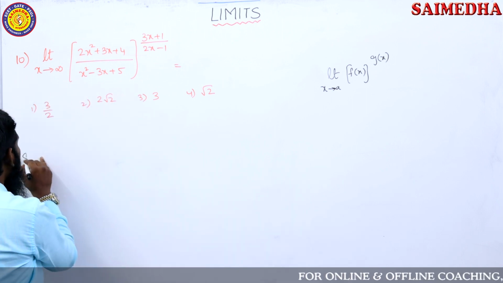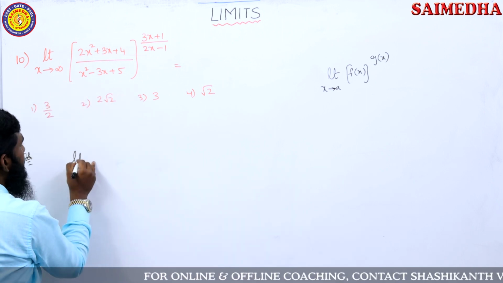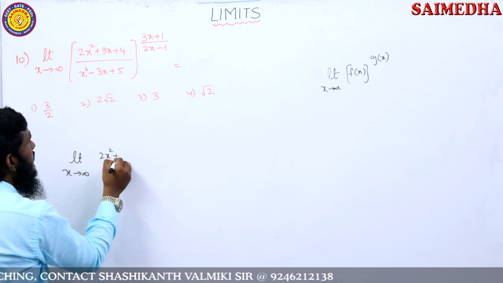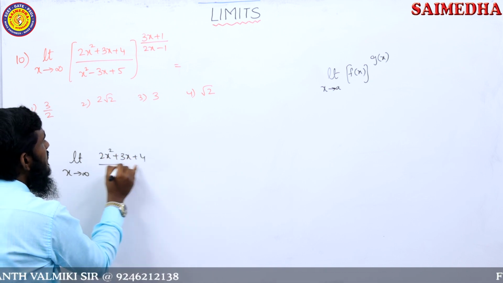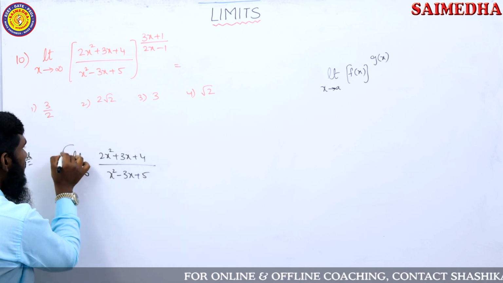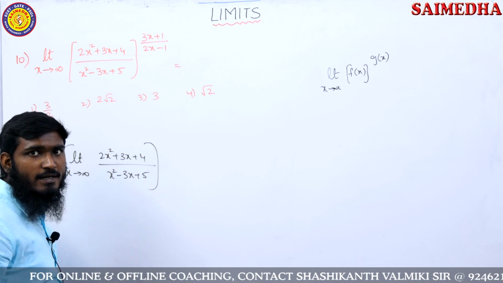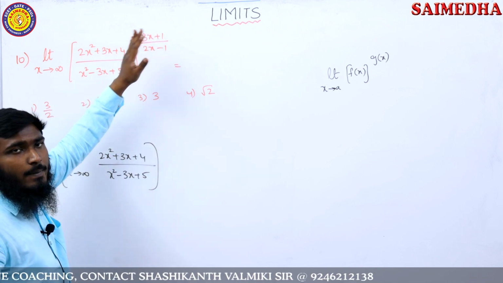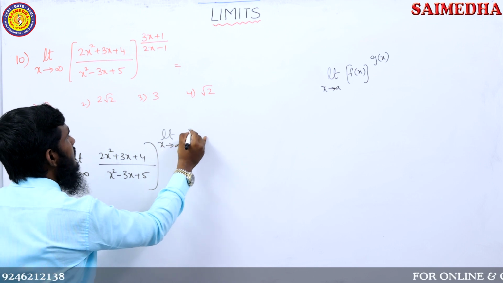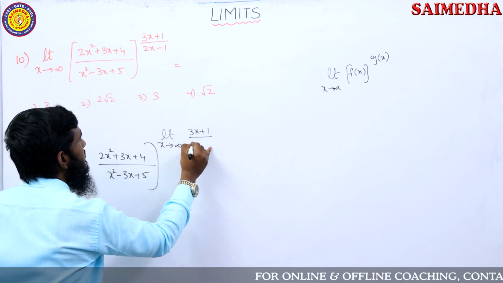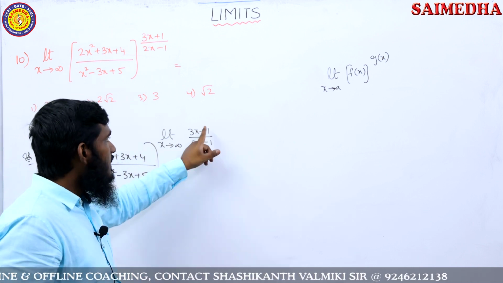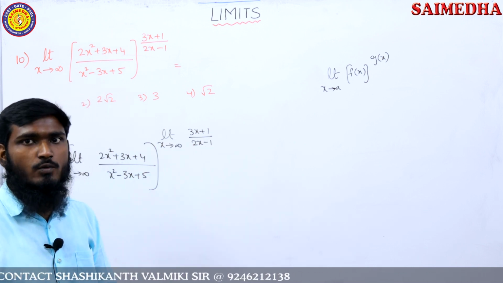So for this part, how can we write it? We can write it as limit x tends to infinity, 2x square plus 3x plus 4 divided by x square minus 3x plus 5. Okay. So this f of x part we have completed, and we have to apply the limit for the power part also. So limit x tends to infinity, 3x plus 1 divided by 2x minus 1, we have taken. Understood? 3x plus 1 divided by 2x minus 1.